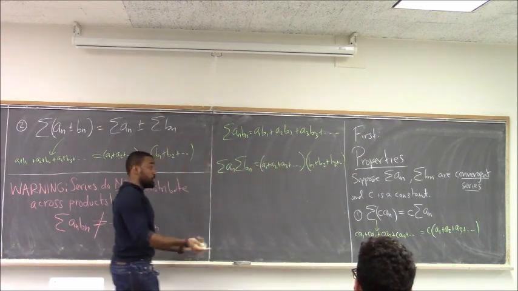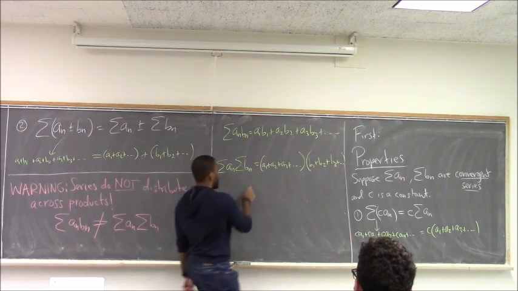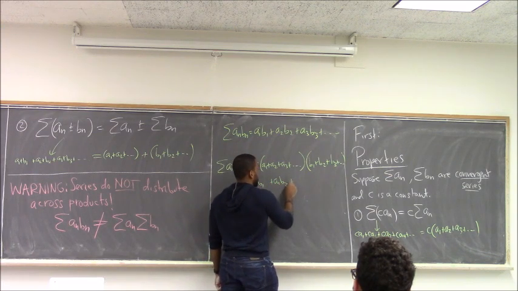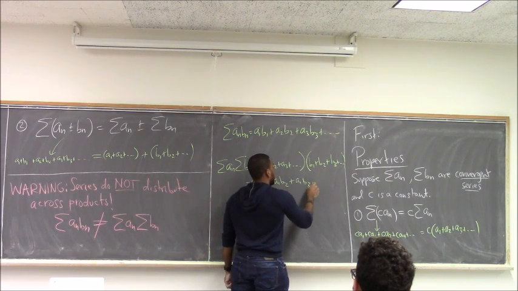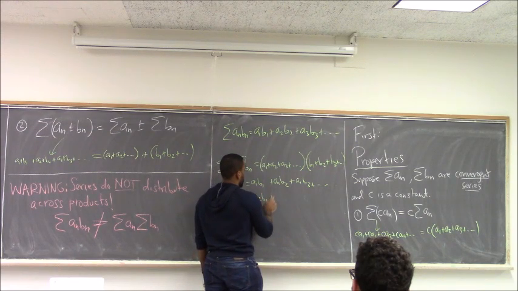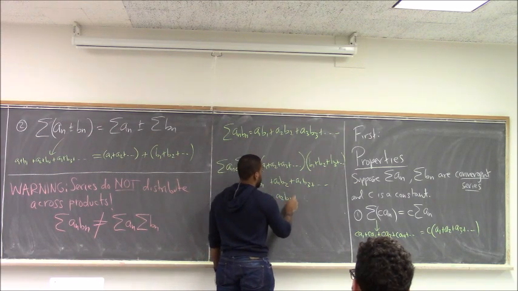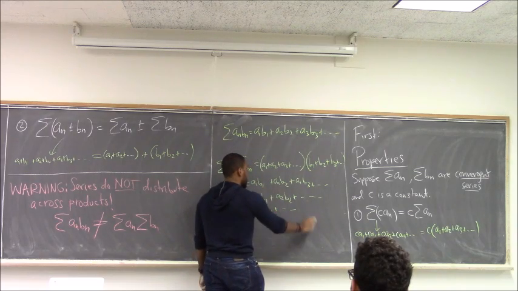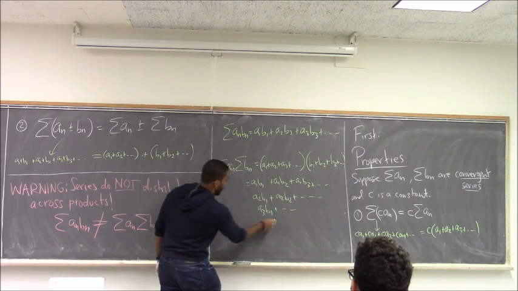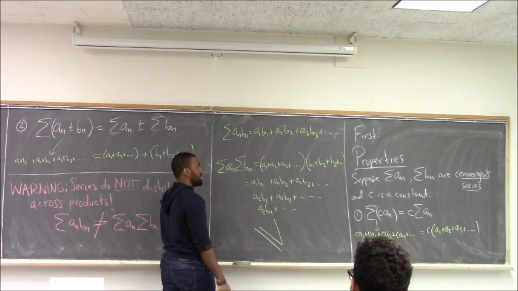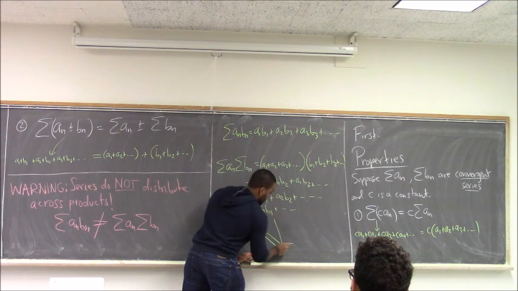Now, if you apply the distributive law correctly, you are going to get A1 times B1, yeah, but you're also going to get A1 times B2, and A1 times B3, and so on. And then you're going to get A2 times B1, and A2 times B2, and so on. And then you're going to get A3 times B1, and so on. This guy is actually larger than or equal to, in the case that some of these guys are zeros, this guy.